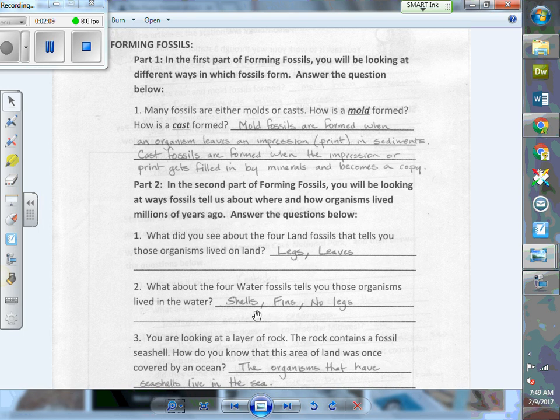All right, the water fossils had shells, fins, no legs. There were some fish in there. So those are all adaptations, body parts that things that live in the ocean would have.